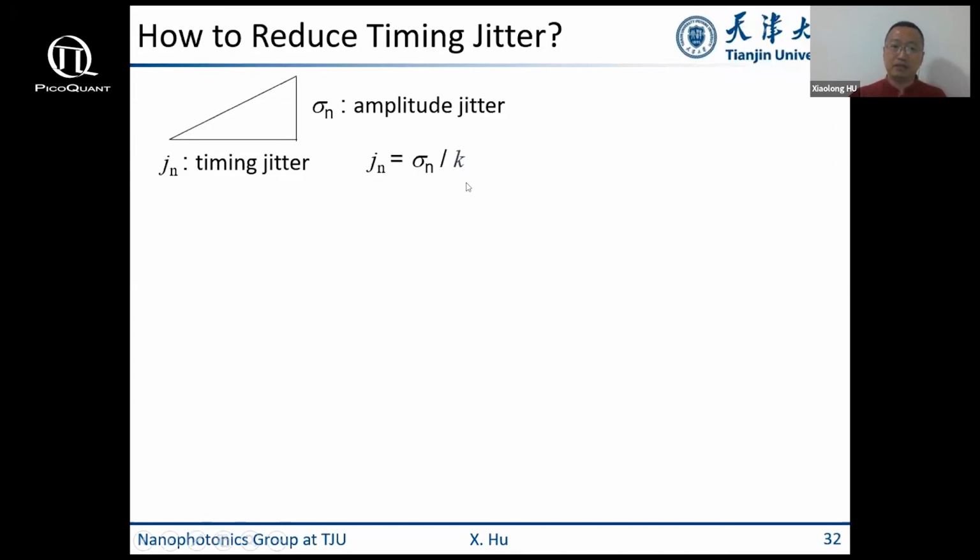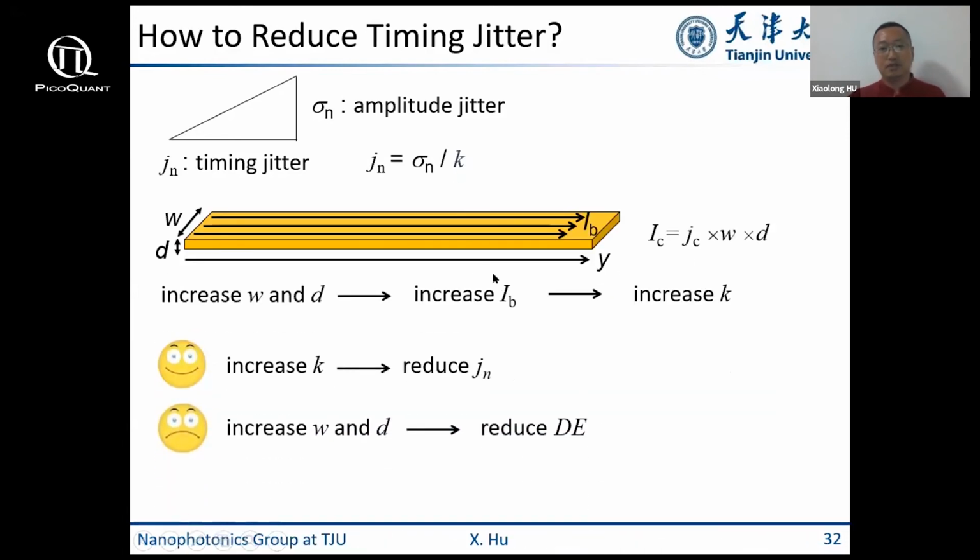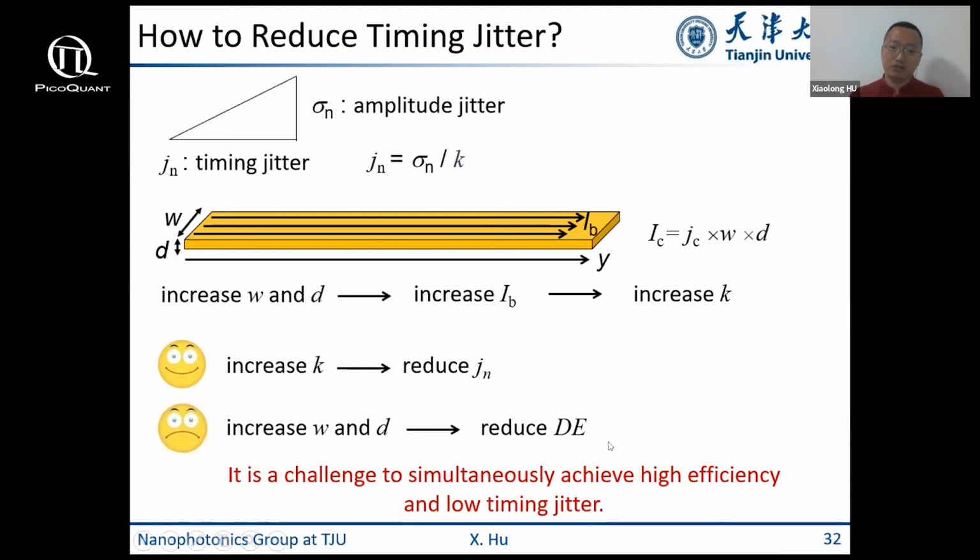But we shouldn't forget another factor, which is the slope of the rising edge. We should increase k. Okay, to increase k, we need to increase the switching bias current, by increasing W and D. In this way, we can increase k to reduce the timing jitter. But you will find that it is difficult, because increasing W and D reduces detection efficiency. Okay, so it is a challenge to simultaneously achieve high efficiency and low timing jitter. It requires very careful engineering of the film and also the fabrication process, etc.